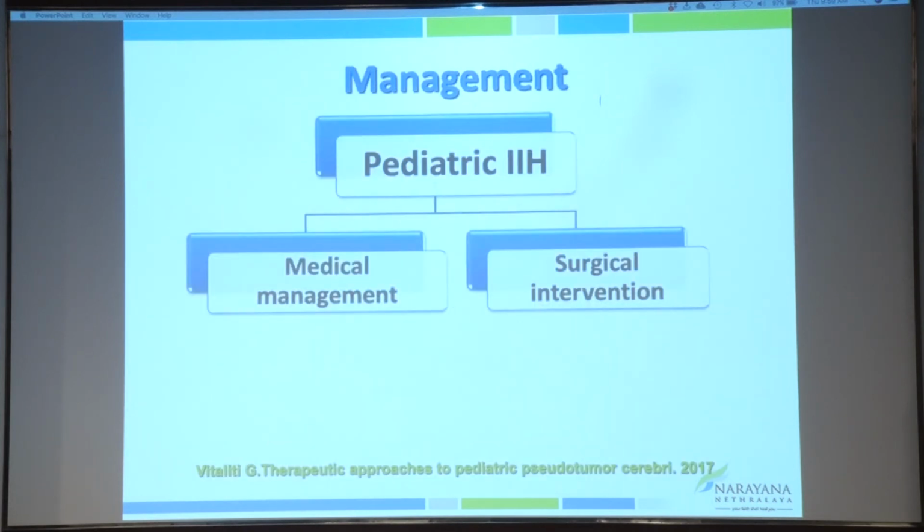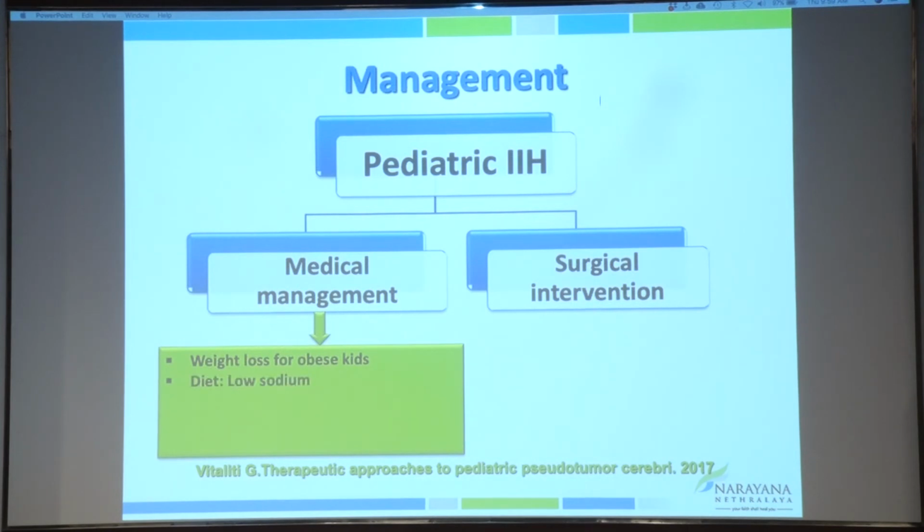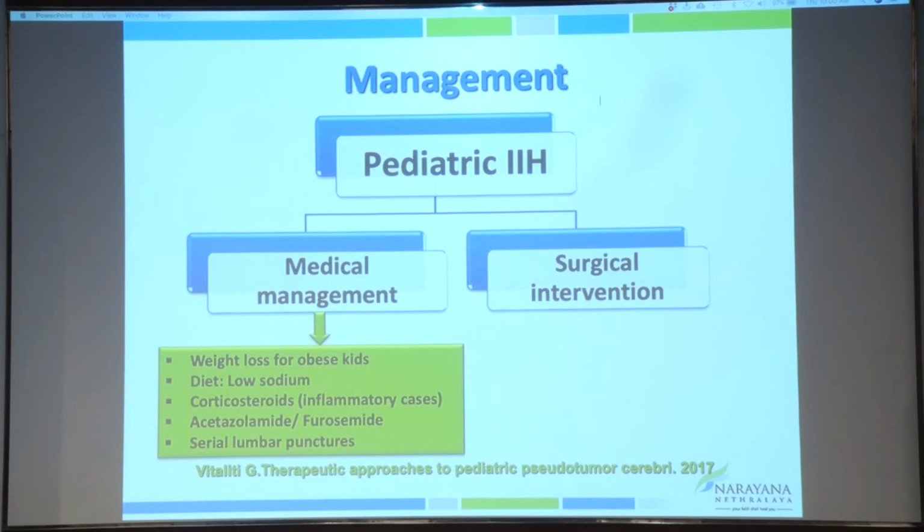So how do you manage it, medically or surgically? In medical, weight loss for obese children. Diet is low sodium, corticosteroids in inflammatory conditions, and acetazolamide or furosemide to be given with serial lumbar punctures. This is done twice weekly, but not very suitable in children. Sometimes they spontaneously also resolve, but you need to monitor this.